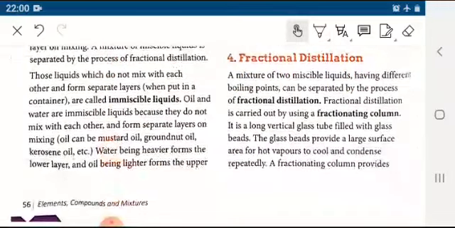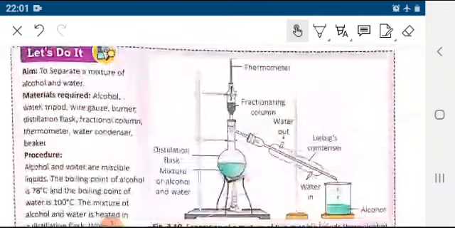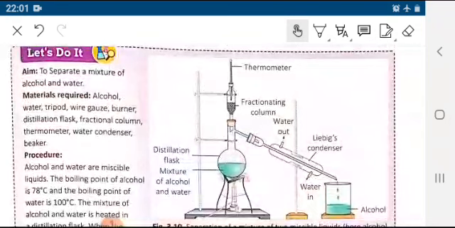What is fractional distillation? Fractional distillation is almost similar to distillation process, only the difference is in case of fractional distillation, fractionating column is used, and that fractionating column is very useful in providing different temperature zone, and due to this temperature zone we can separate the substance which is having different boiling point easily. As you can see in the diagram, to separate a mixture of alcohol and water, fractional distillation is performed. Alcohol is having low boiling point, so it will be collected first.